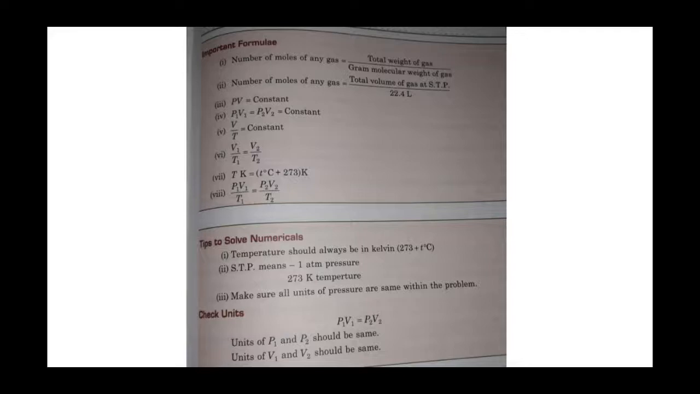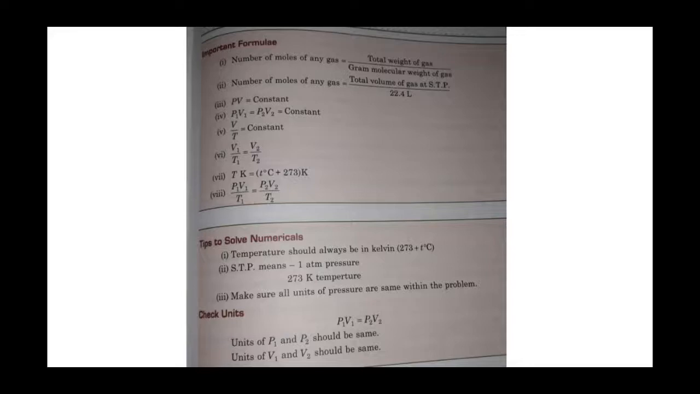And now the formulas which are very important. Number of moles of any gas: how will you find it? The total weight of the gas upon the gram molecular weight of the gas. Also, number of moles of any gas is the total volume of the gas at STP, that is standard temperature and pressure, upon 22.4 liter. Now PV is equal to constant, that is Boyle's law. P1 V1 is equal to P2 V2 is equal to constant. When the pressure changes from P1 to P2 and the volume from V1 to V2, you can use this formula.